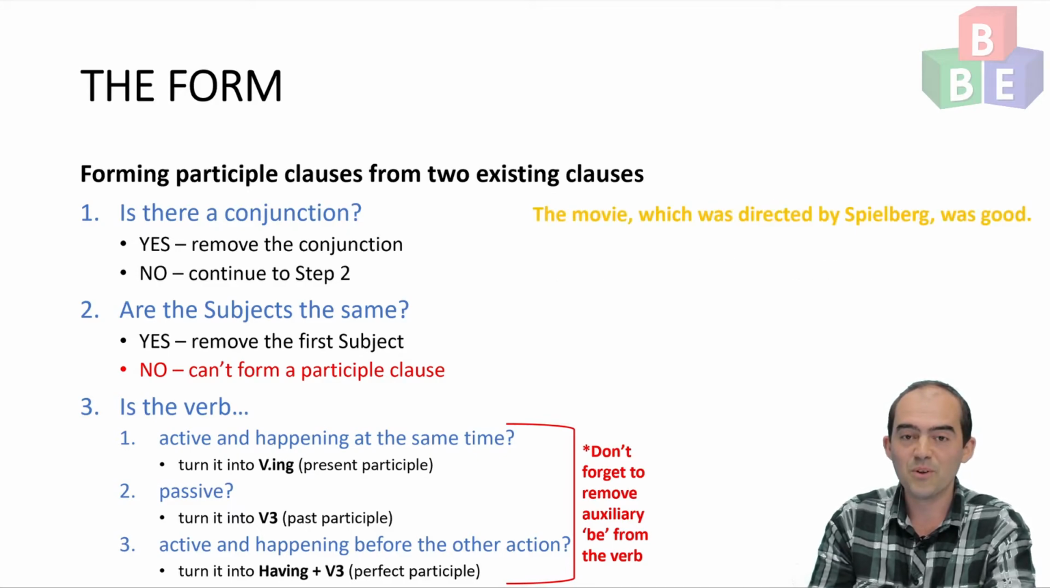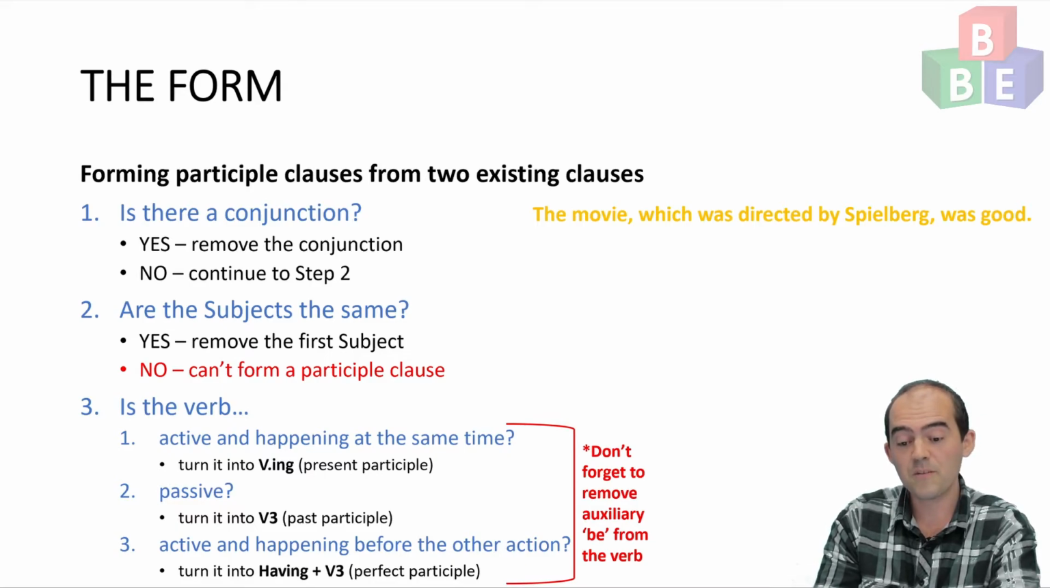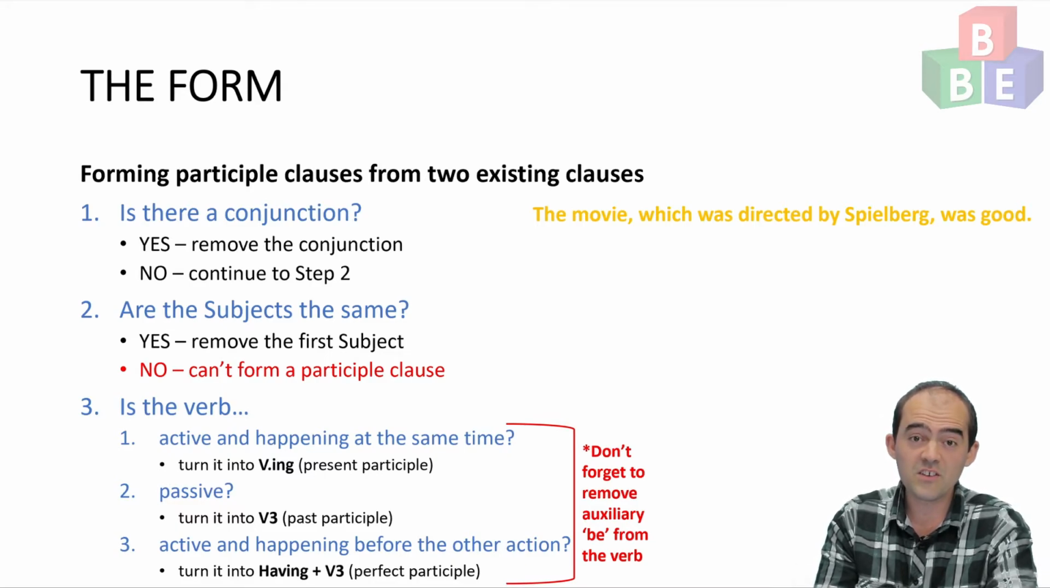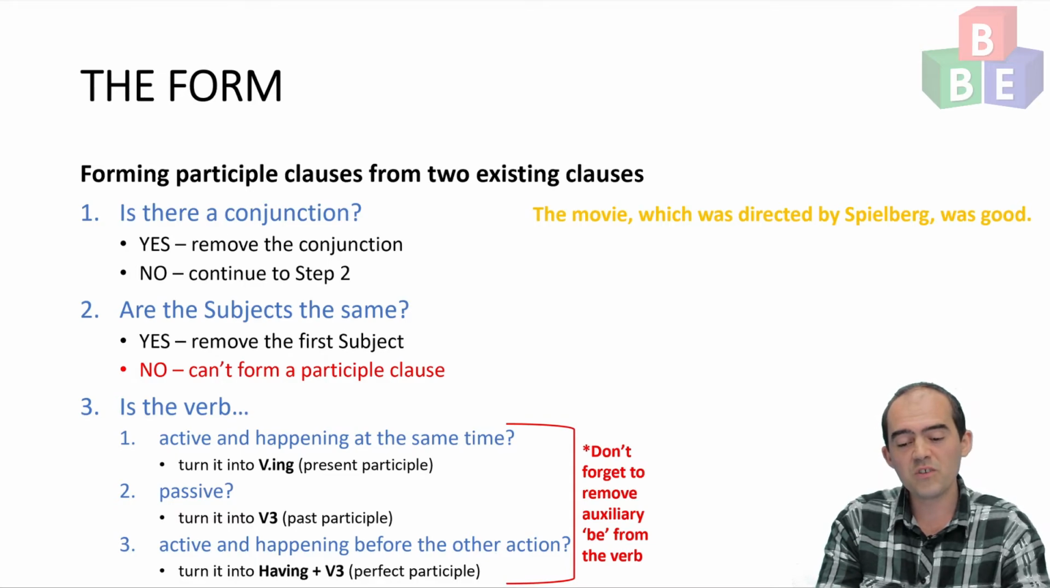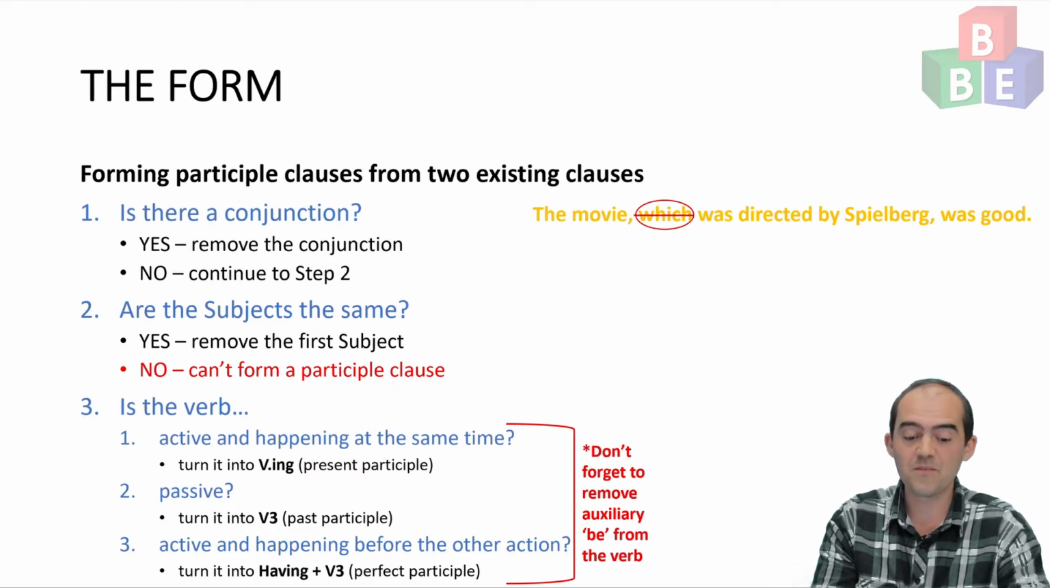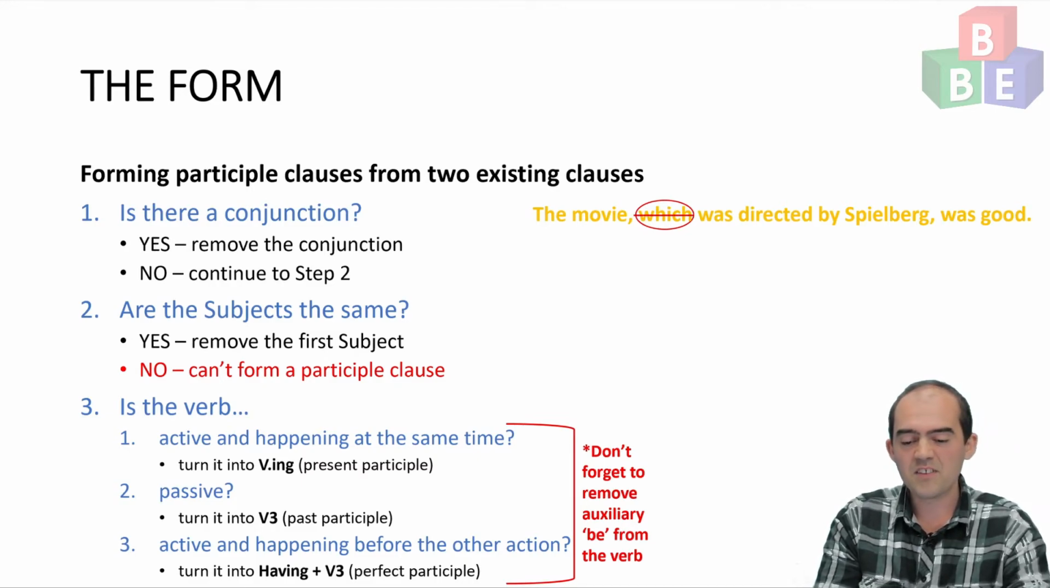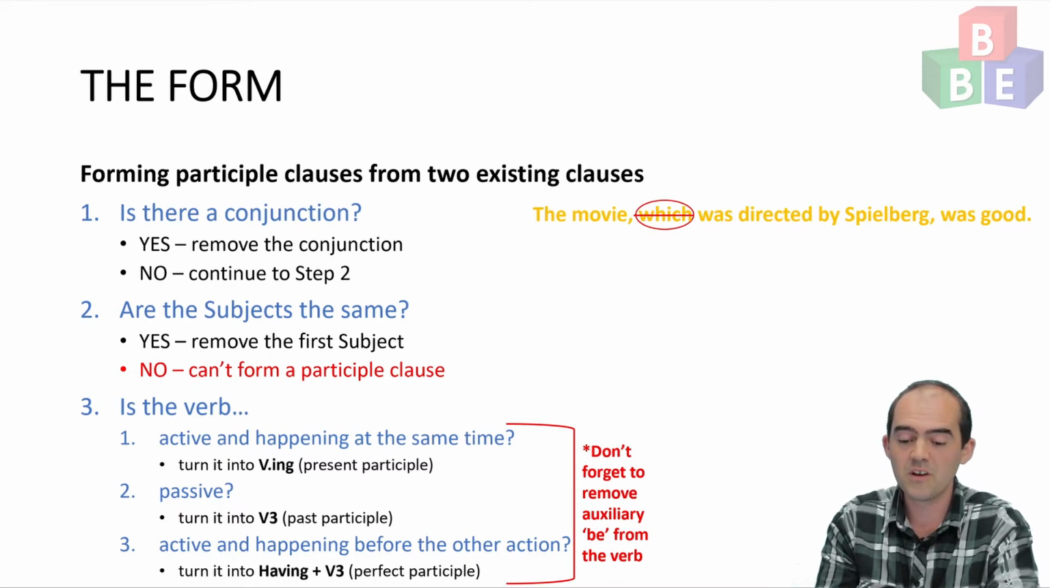Here's another example. The movie, which was directed by Spielberg, was good. Is there a conjunction? Yes, we're using the relative pronoun which as a conjunction in this example. So I can remove which. Are the subjects the same? Well, which is referring to the original subject, the movie, so yes, and we've already removed it, so that's good.